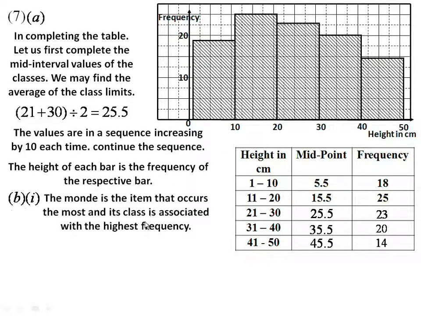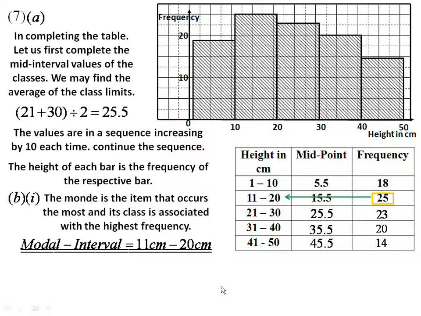The mode, we need to determine the modal class. The mode is the item that occurs the most, and its class is associated with the highest frequency. So the highest frequency is 25. So the modal class is the class that goes from 11 centimeters to 20 centimeters.